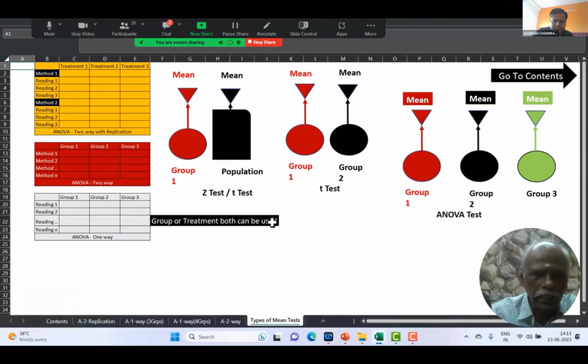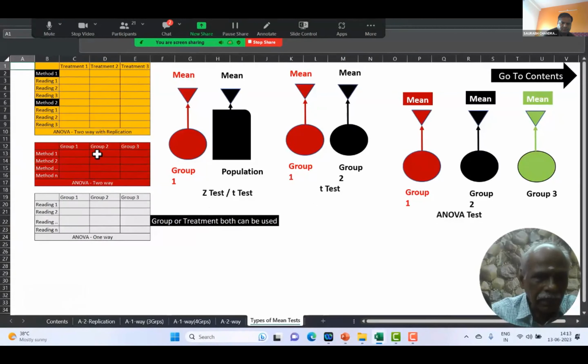Groups and treatments both can be used. That is, treatment I can also refer to as a group. Group 1, group 2, group 3, or treatment 1, treatment 2, treatment 3. And then I am taking readings for each treatment. And this is called ANOVA one way.